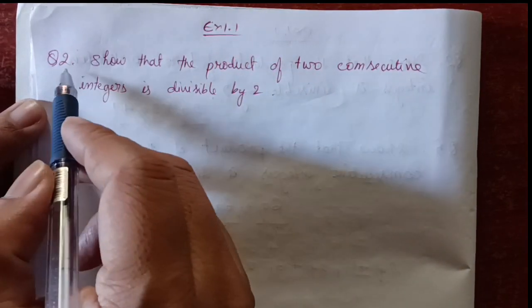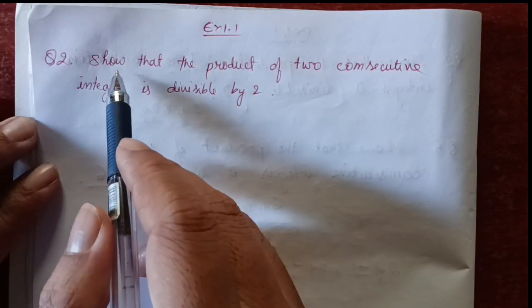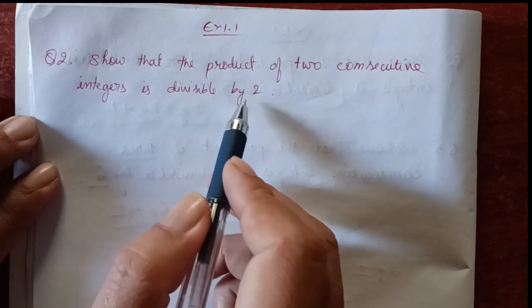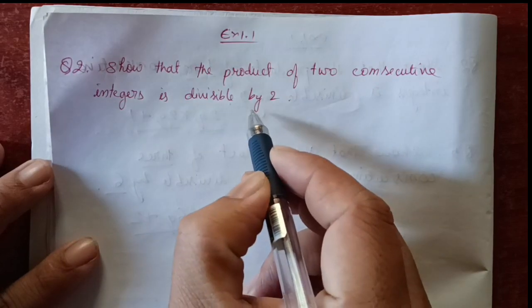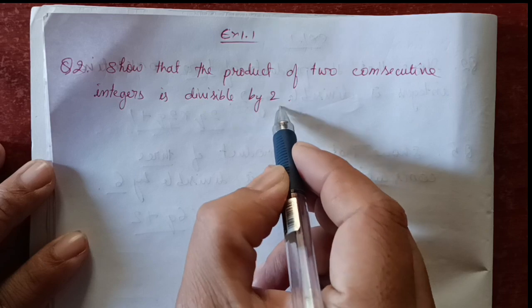Exercise 1.1, let us start from question number 2. In question number 2, let us read: show that the product of two consecutive integers is divisible by 2. I told you that such type of question, you look at the last number. What is the last number? The last number is 2.